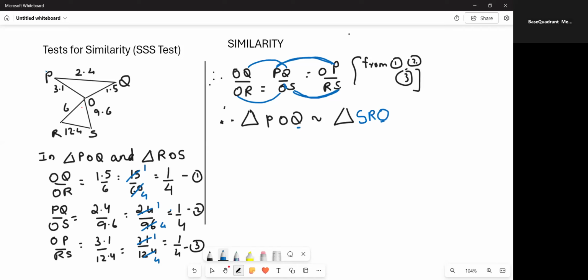Or also you can look at the ratios and say that since we already got that Q corresponds with O, we can say that O corresponds with R. O of the first triangle corresponds with R of the second triangle. So O is in the middle, so R is also. That is another way of finding the correct order by SSS test of similarity. Okay.